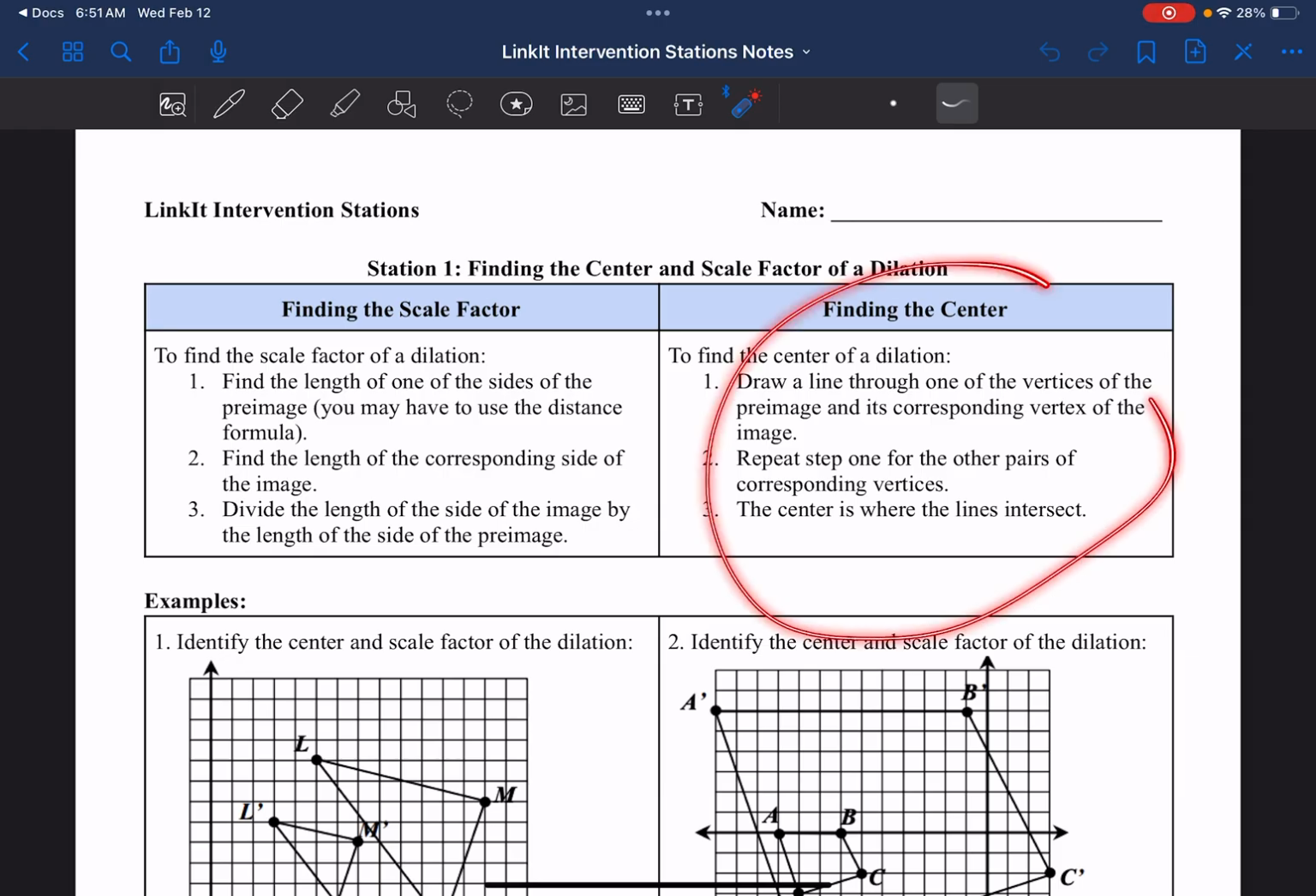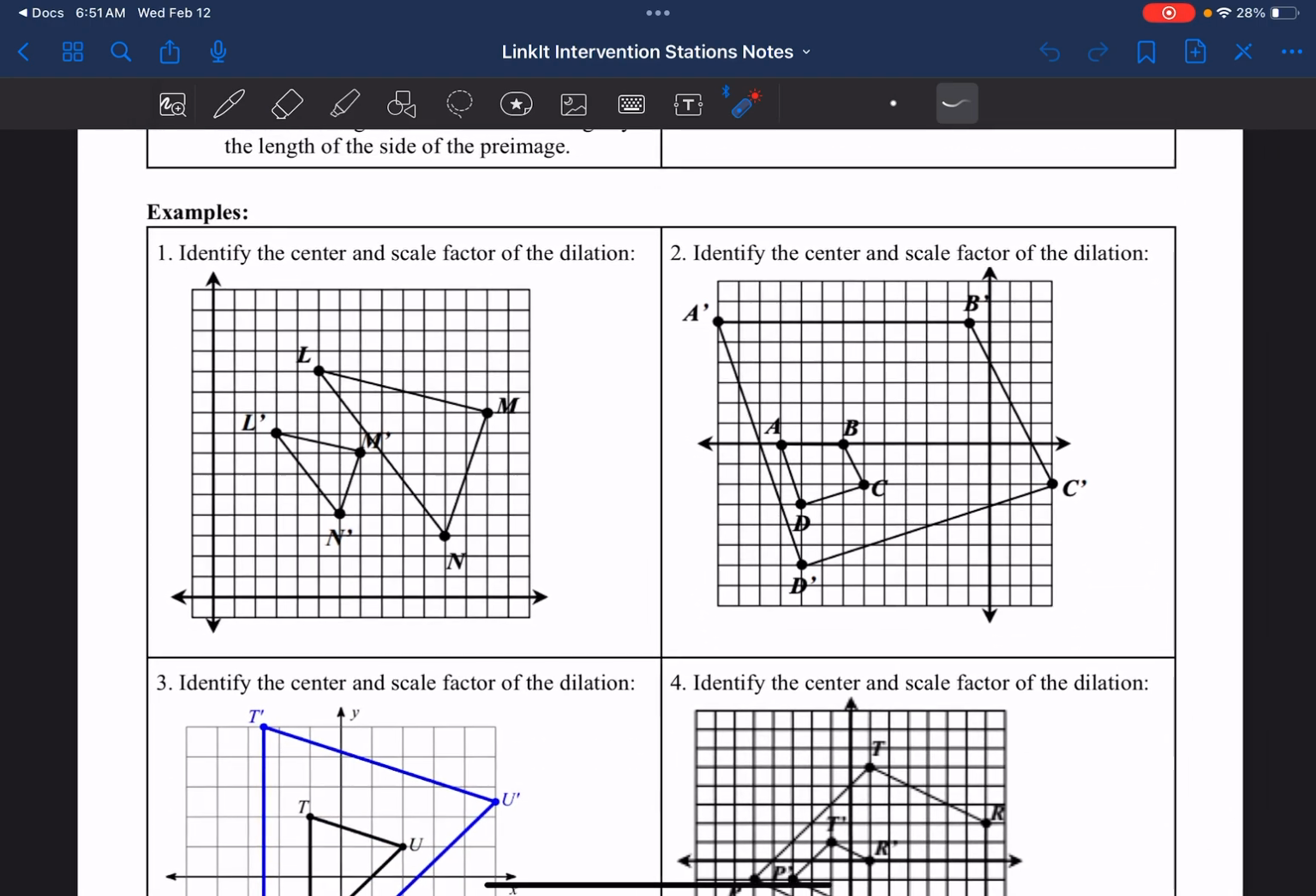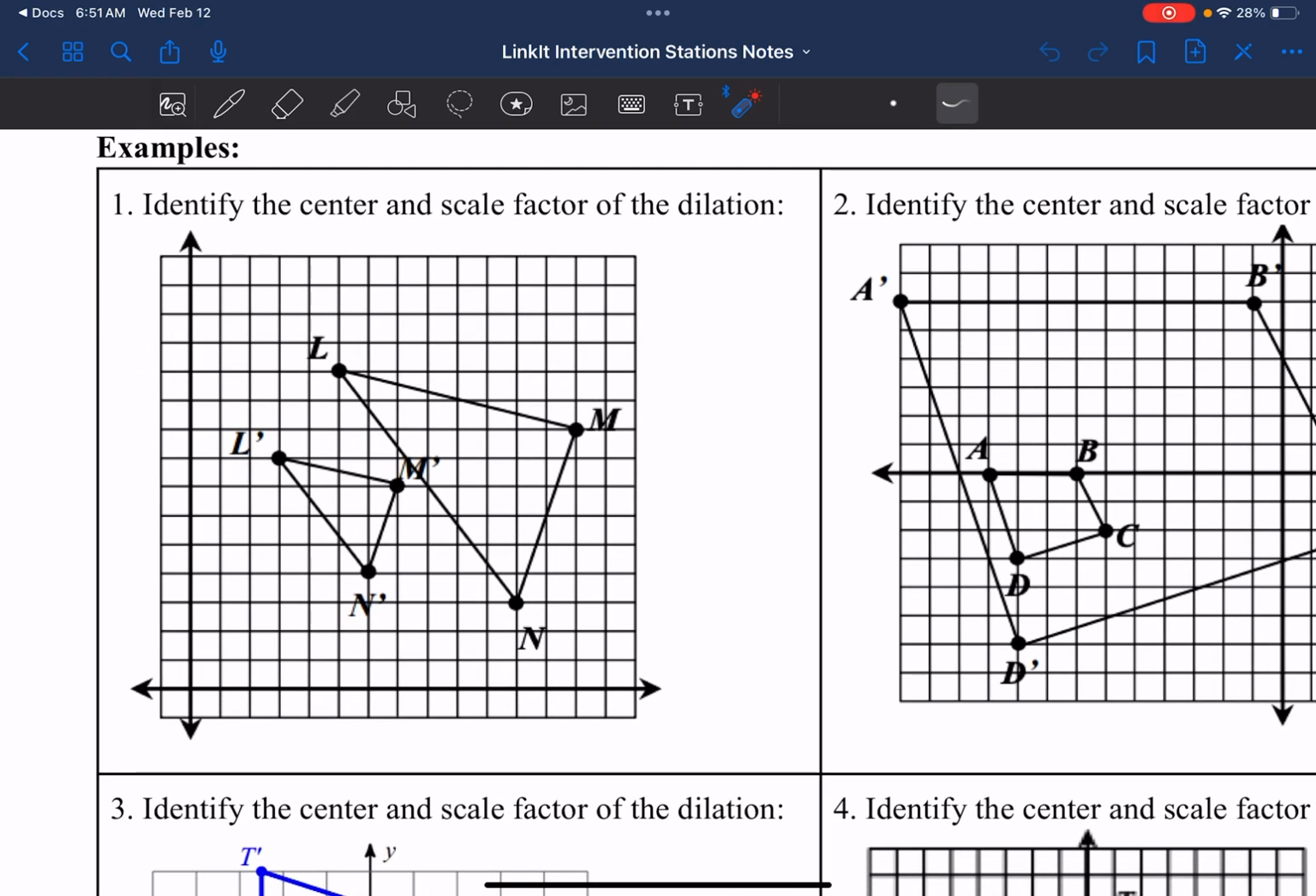And then to find the center of a dilation, you draw a line through one of the vertices of the preimage and its corresponding vertex of the image, and then repeat that step over and over again for all of the pairs of vertices, and the center is where the lines intersect. So let's look at example 1. Identify the center and scale factor of the dilation.